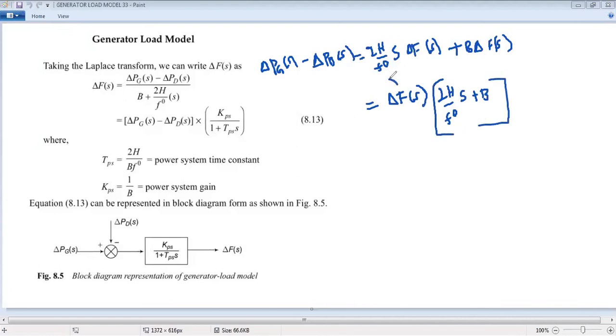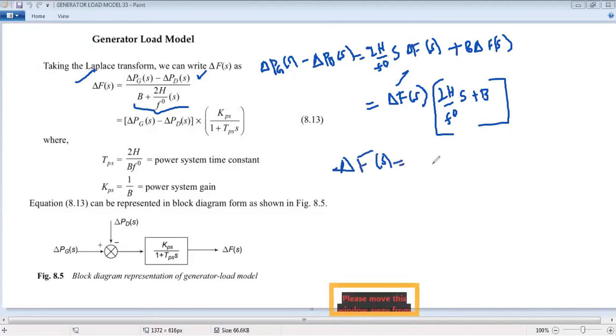So this ΔF(s) is written here, and ΔPG(s) minus ΔPD(s) as it is, and 2H by F naught into s plus B. From this, ΔPG(s) minus ΔPD(s) is multiplied by what you can write as Kps by 1 plus Tps into s. You can write it like this. From this you can take ΔF(s) equal to ΔPG(s) minus ΔPD(s) in the numerator side.